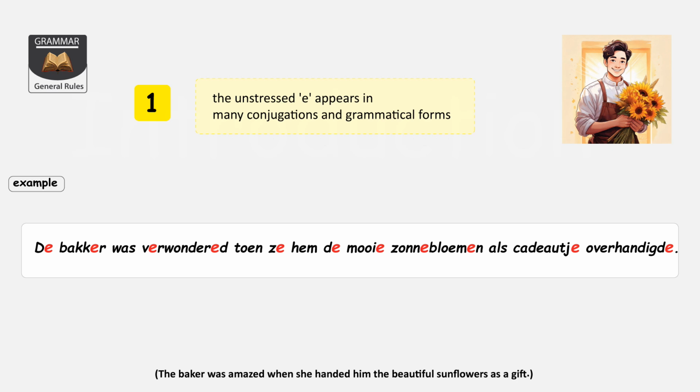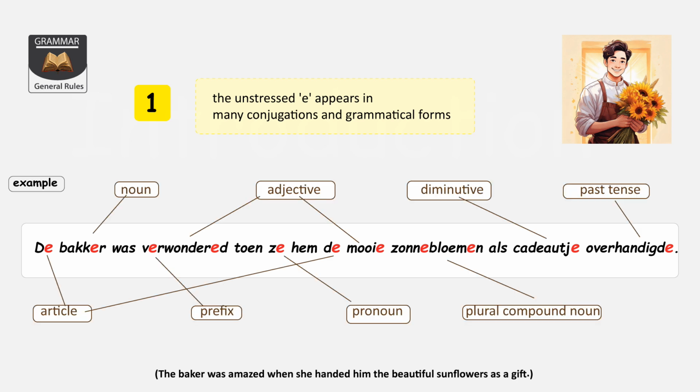If we look closely, you can see that the schwa appears in many parts in the sentence. When we analyze the sentence, you will see that there are many conjugations and grammatical forms. We have the schwa in an article: de. You have a noun, you have the prefix ver, the adjective verwonderd, a pronoun ze, another adjective mooie, cadeautje is a diminutive, and zonnebloemen, that's a compound noun and it is in plural form. And we also have the past tense in overhandigde. So you can see it is very common.